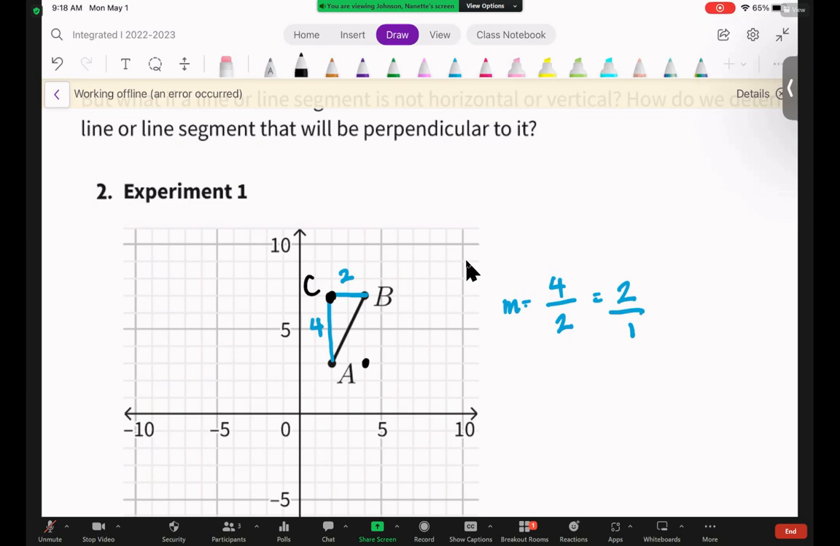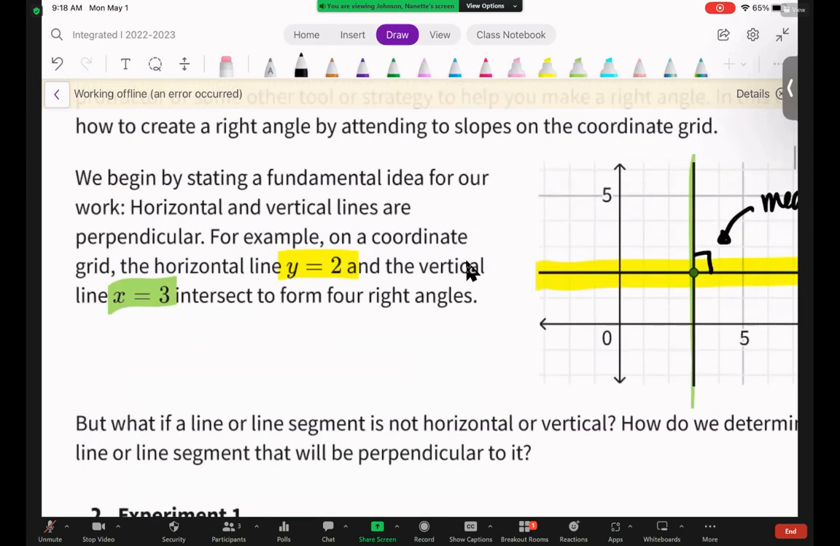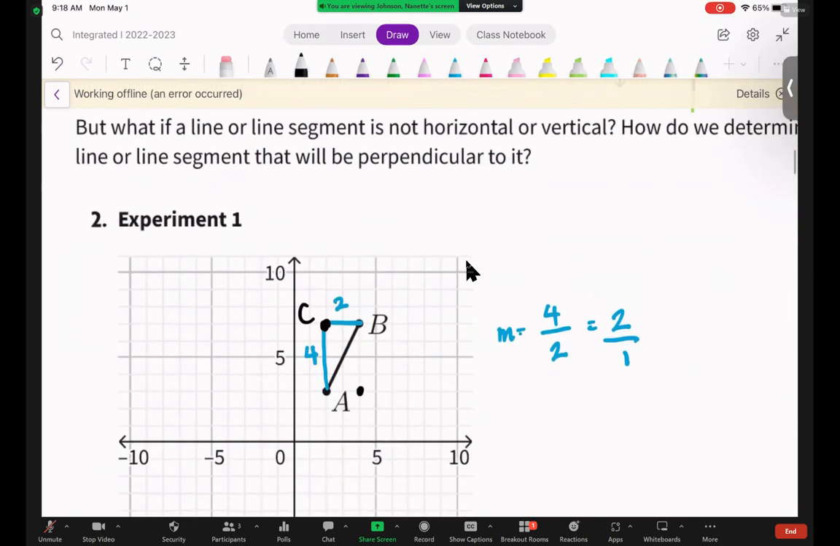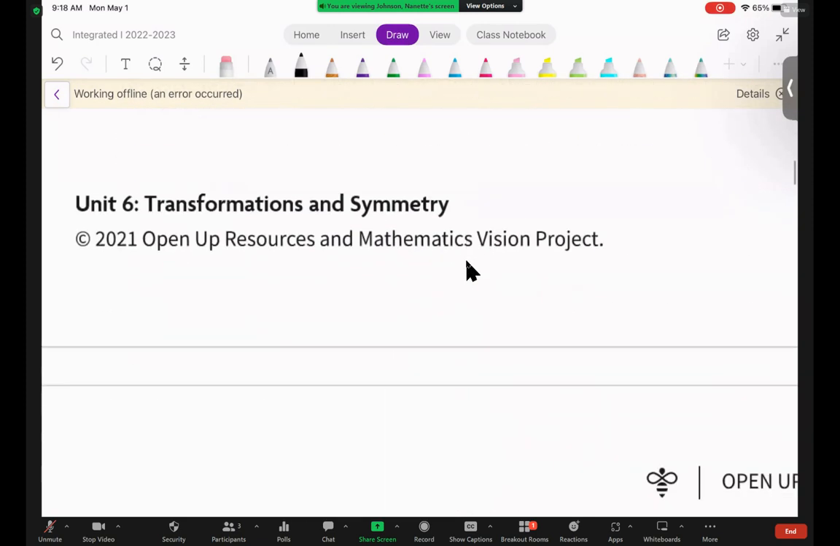Okay, and so some of you said, well, earlier you said, Ms. Johnson, that horizontal and vertical lines are perpendicular. So that means that this is a right angle in here. So therefore it's a right triangle. Very good. All right, let's do our next.